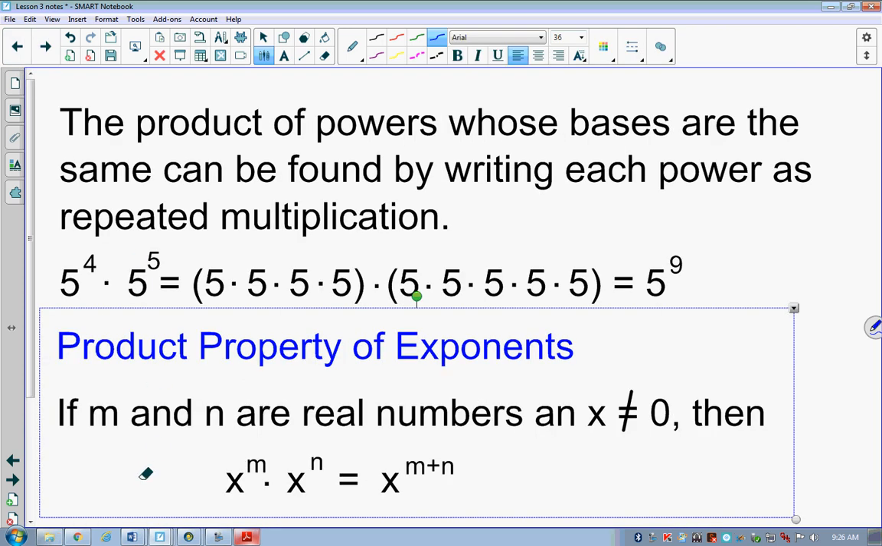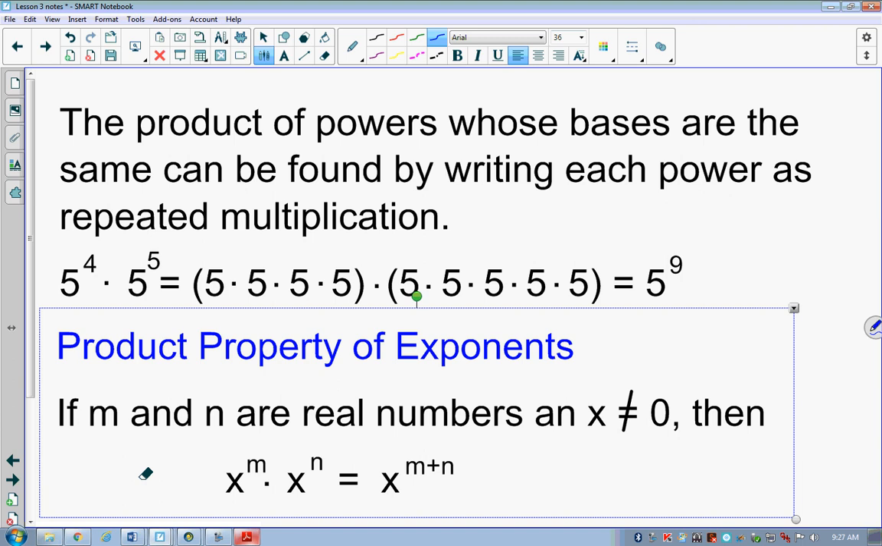All right, so the product of powers, meaning the multiplication of powers whose bases are the same, can be found by writing each power as repeated multiplication. I understand that 5 to the 4th is 5 times 5 times 5 times 5, but if I'm taking 5 to the 4th and multiplying it by 5 to the 5th, I'm saying 5 times 5 times 5 times 5 times 5 times 5 times 5 times 5 times 5. So I end up taking these numbers 4 and 5 and doing what with them?